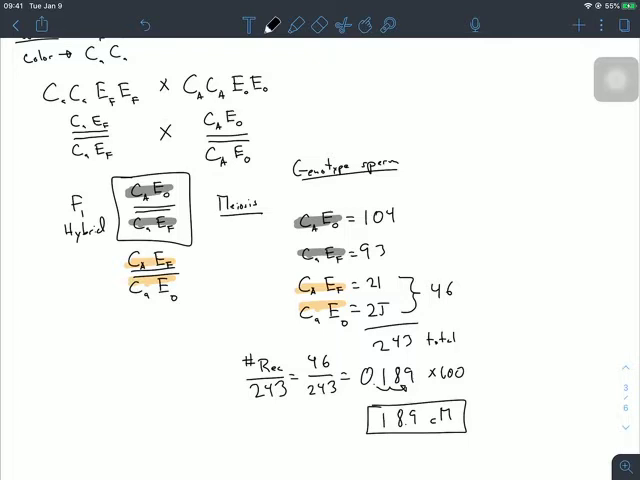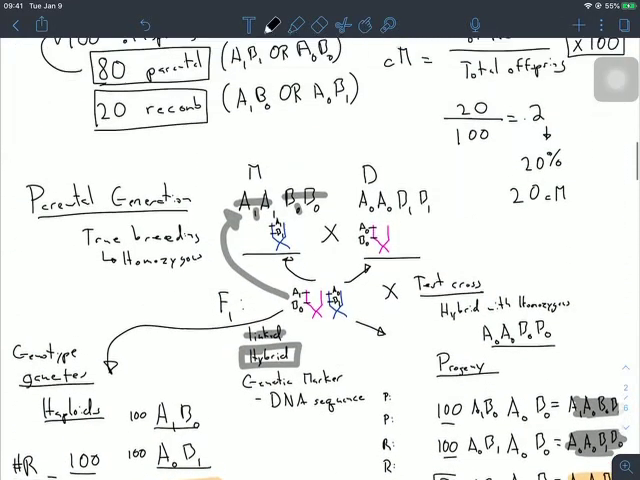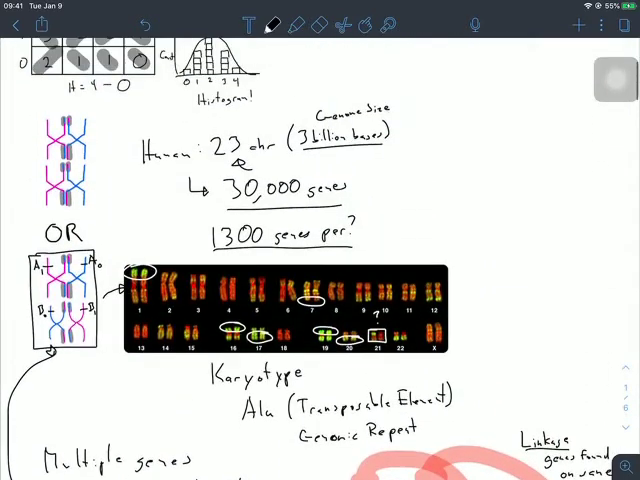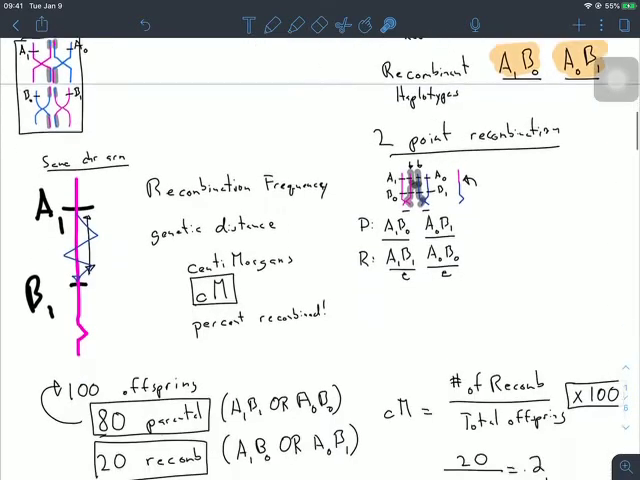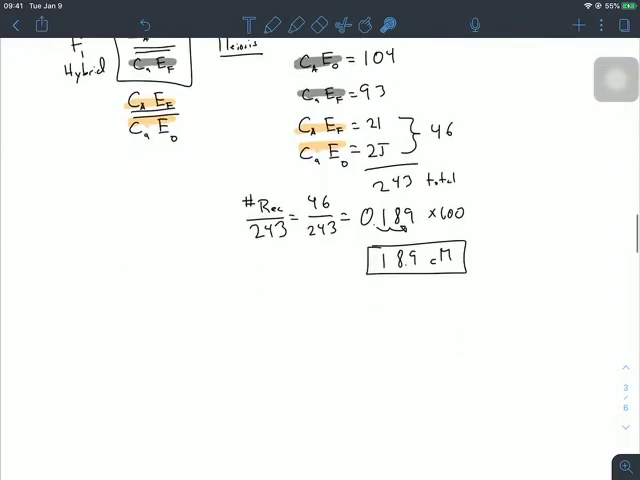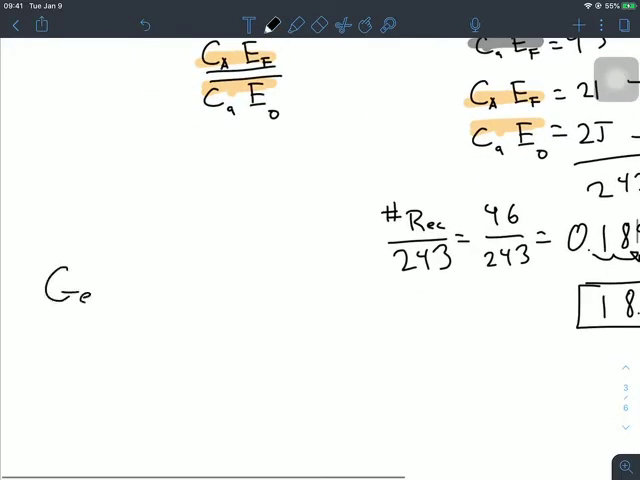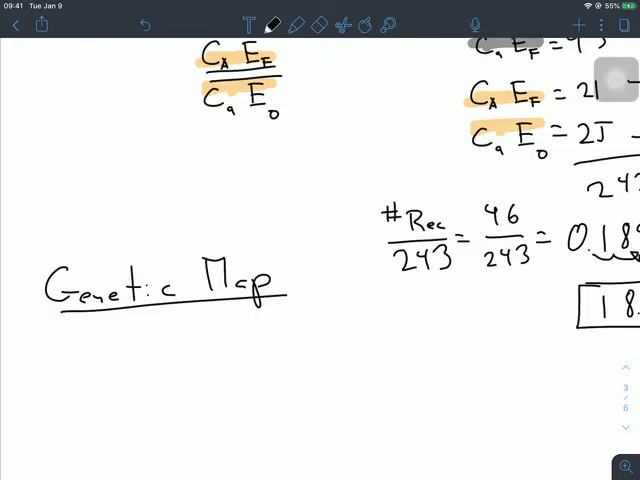When we have recombination distances for multiple different genes on the same chromosome, because remember, there are several hundred, even several thousand genes per chromosome, we can take all of that information to create something called a genetic map. And a genetic map is just all centimorgan distances between genes on the chromosome.